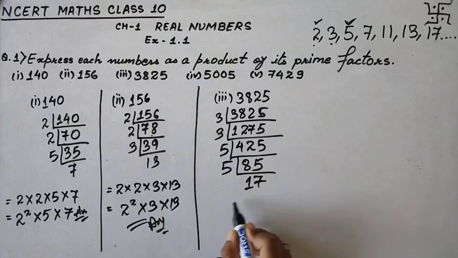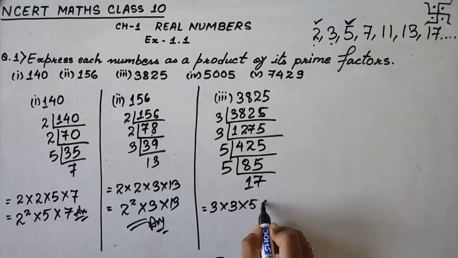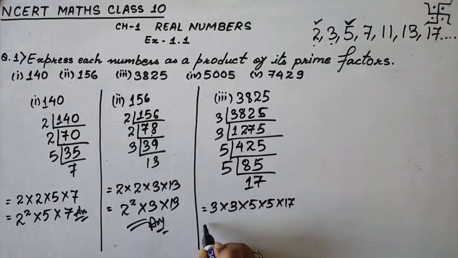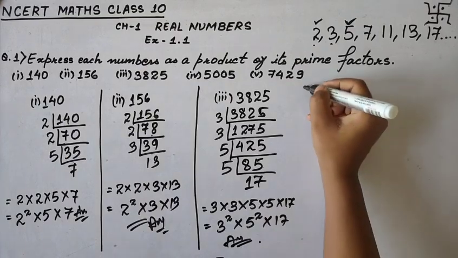Okay, so 17, we got a prime number. We need to stop over here. And 3 into 3 into 5 into 5 into 17, or we can write it as 3 square into 5 square into 17, which is your answer.